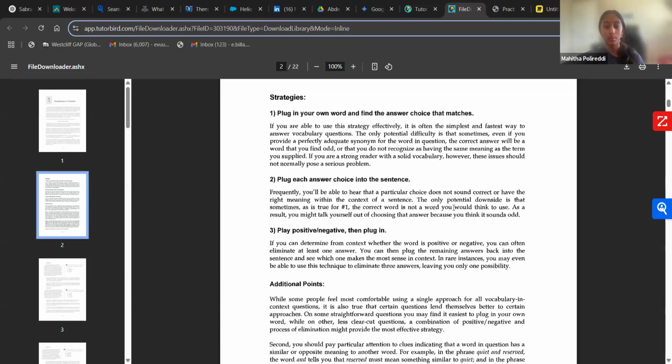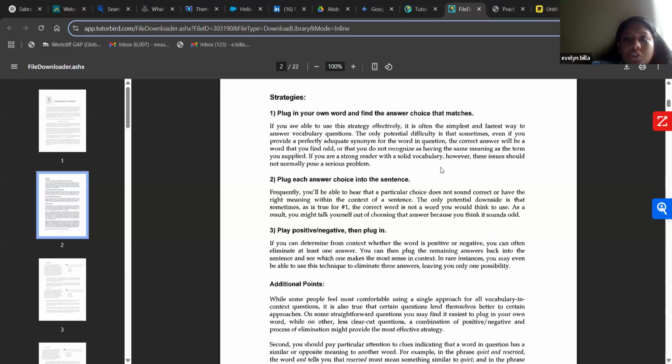Number 2: Plug each answer choice into the sentence. Frequently, you will be able to hear that a particular choice does not sound correct or doesn't have the right meaning within the context of the sentence. The only potential downside is that sometimes, as is true for number 1, the correct word is not a word you would think to use. As a result, you may talk yourself out of choosing that answer because you think it sounds odd.